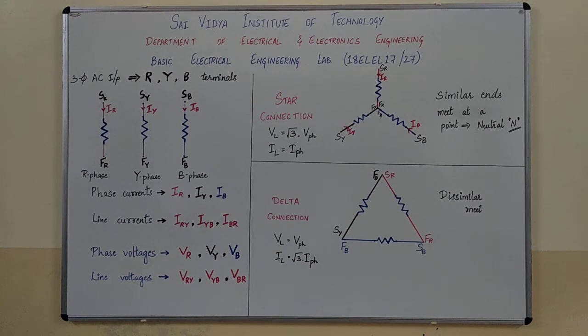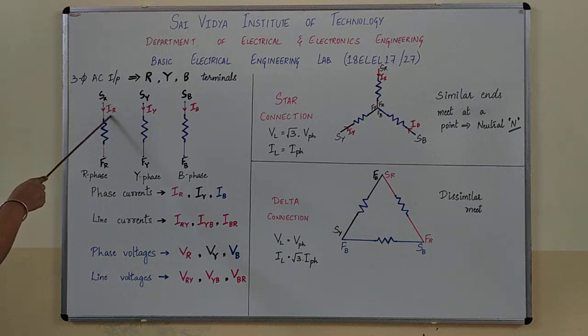In a three-phase AC input, we have three terminals. They are R, Y and B, indicated with a color difference, that is red terminal, yellow terminal and blue terminal. So each current from the R phase will be fed to an R load, next to a Y load and a B load. So that is R phase, Y phase and B phase.